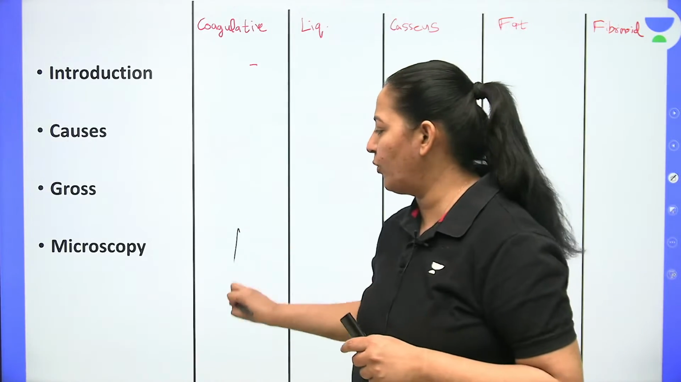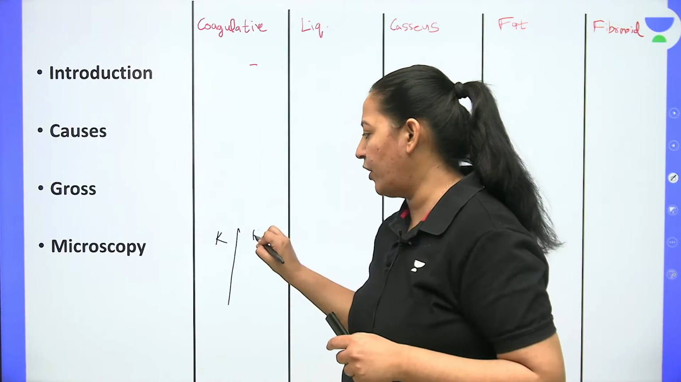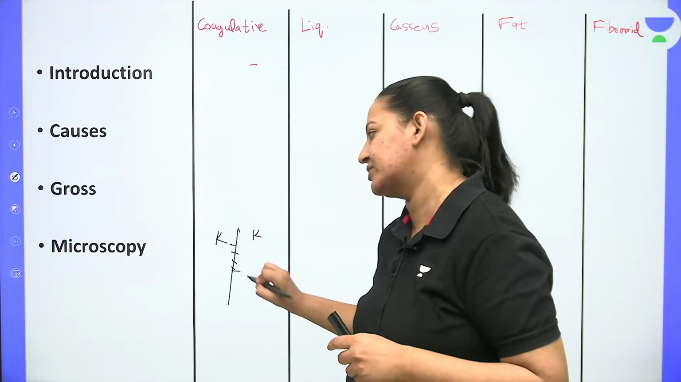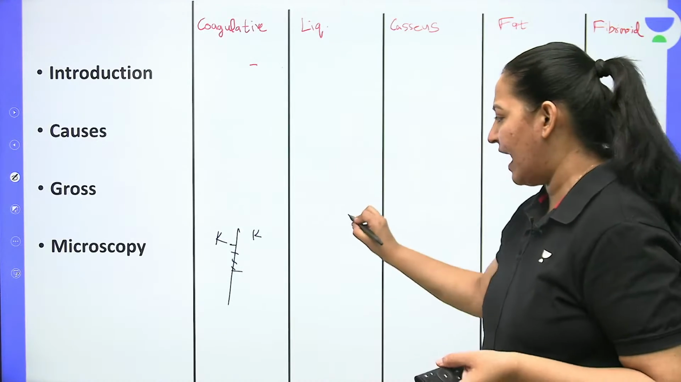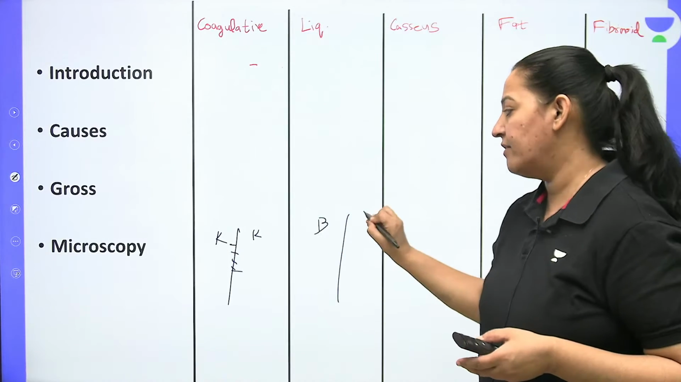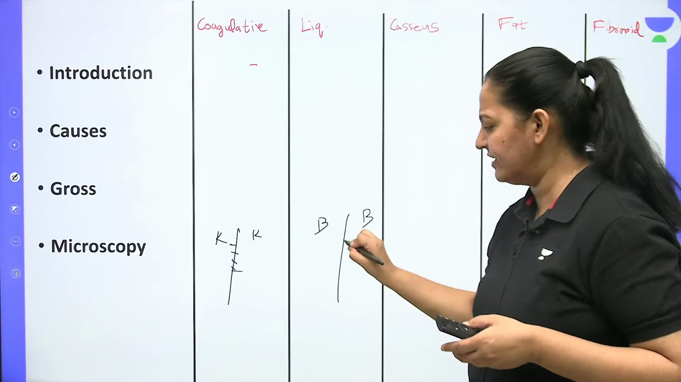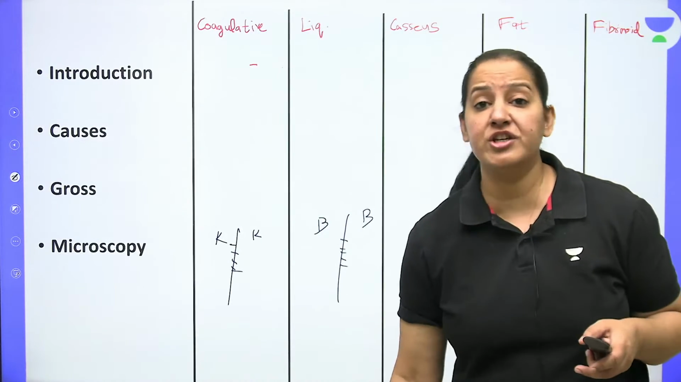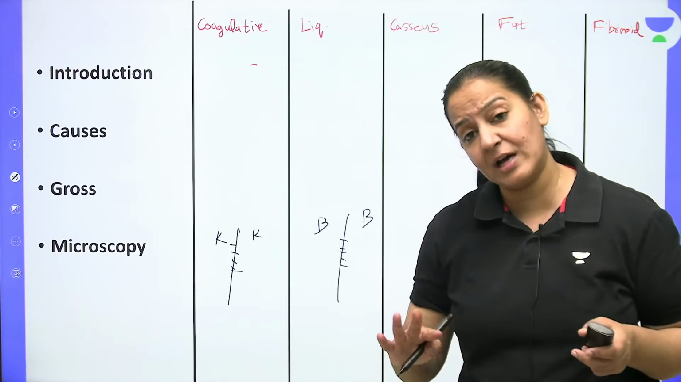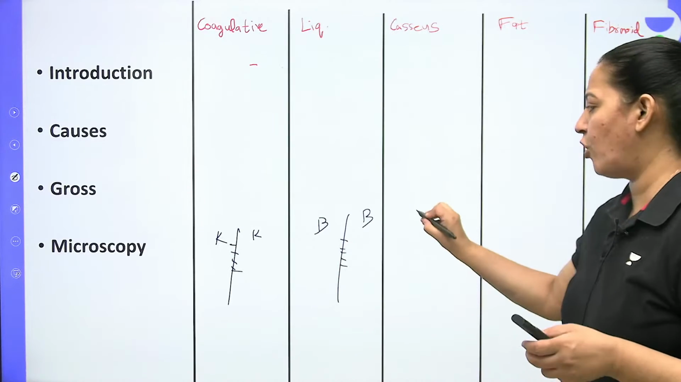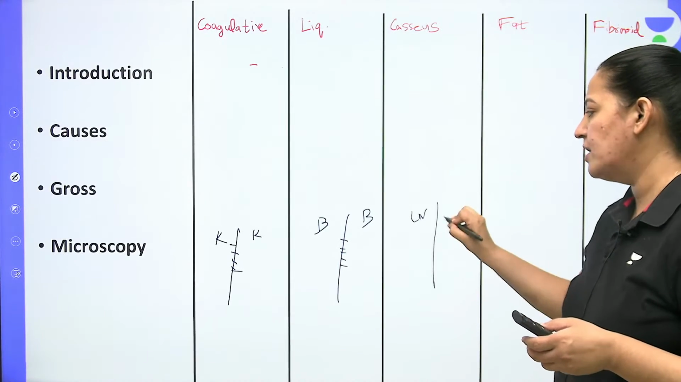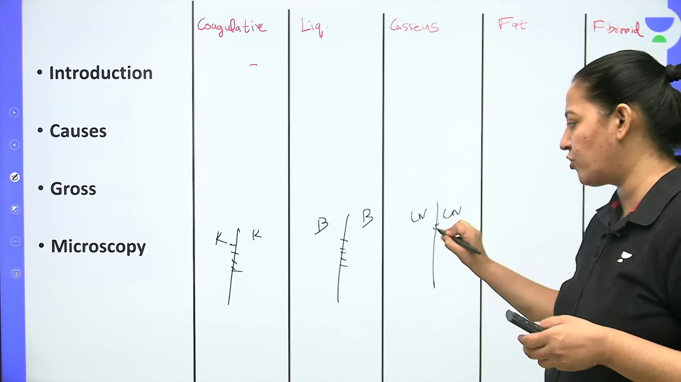So here I have drawn 2 kidneys. One is normal. One is coagulative necrosis. At the junction, normal lymphocytes are there, normal inflammation. Here I draw 2 brains. One is normal, one is necrotic. And at the junction, I draw granulation tissue, that is lymphocytes along with blood capillaries. Here I draw two lymph nodes. One is normal, one is necrotic. And at the junction, I draw granuloma.